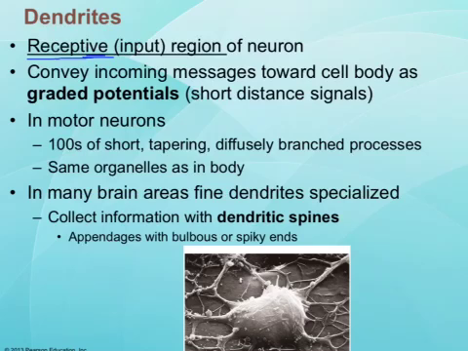In some areas of the brain, dendrites get very specialized, and they have a structure called a dendritic spine, as you see in those bubbles here on the dendrites. Those are the spines that will increase the area to receive information.